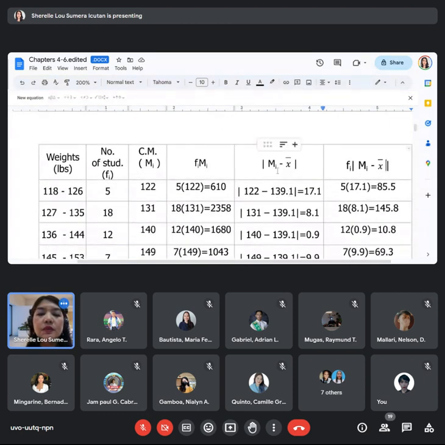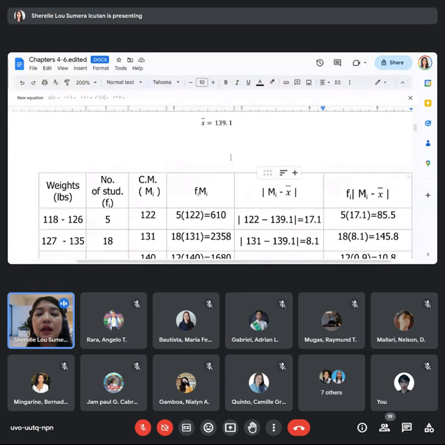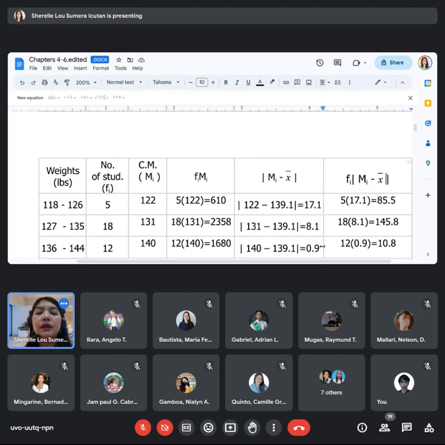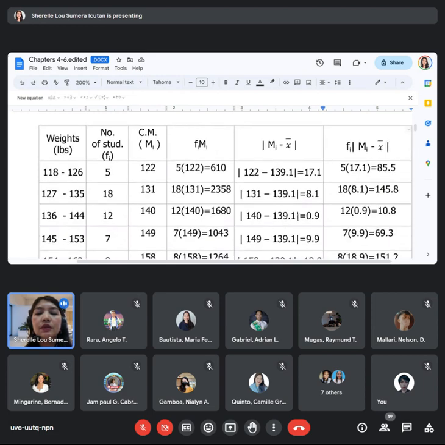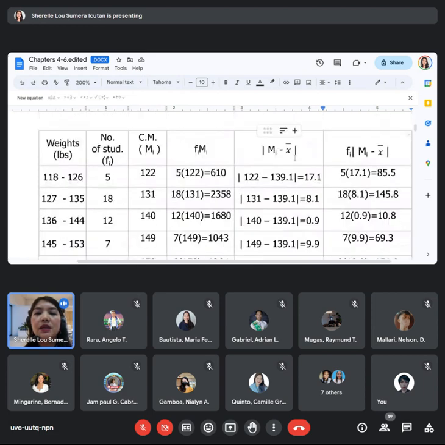Saan mo isusubtract? Isusubtract mo siya sa class mark or yung Mi. Kunwari dito hindi siya naka-round off, no? Pero we used 139.1 here. So 122 minus 139.1, then absolute value, you get 17.1. 133, ito, Mi. That's why you have Mi minus X bar. X bar is the mean, which is 139.1. And then you get the absolute value, which is 8.1. So you just have to continue the process and you get your Mi minus X bar.